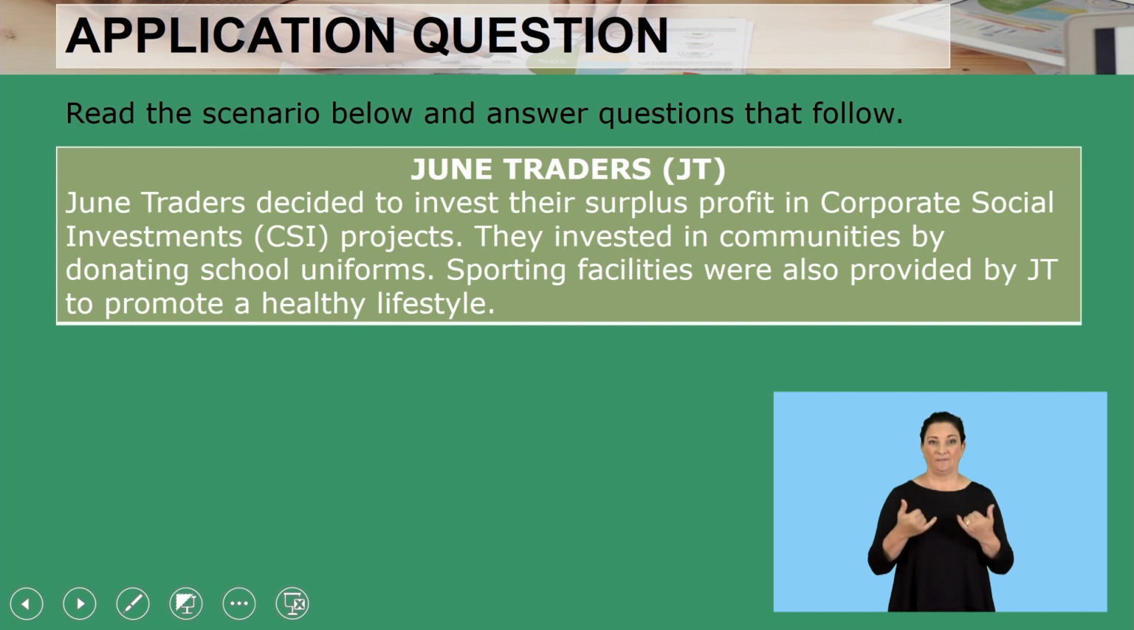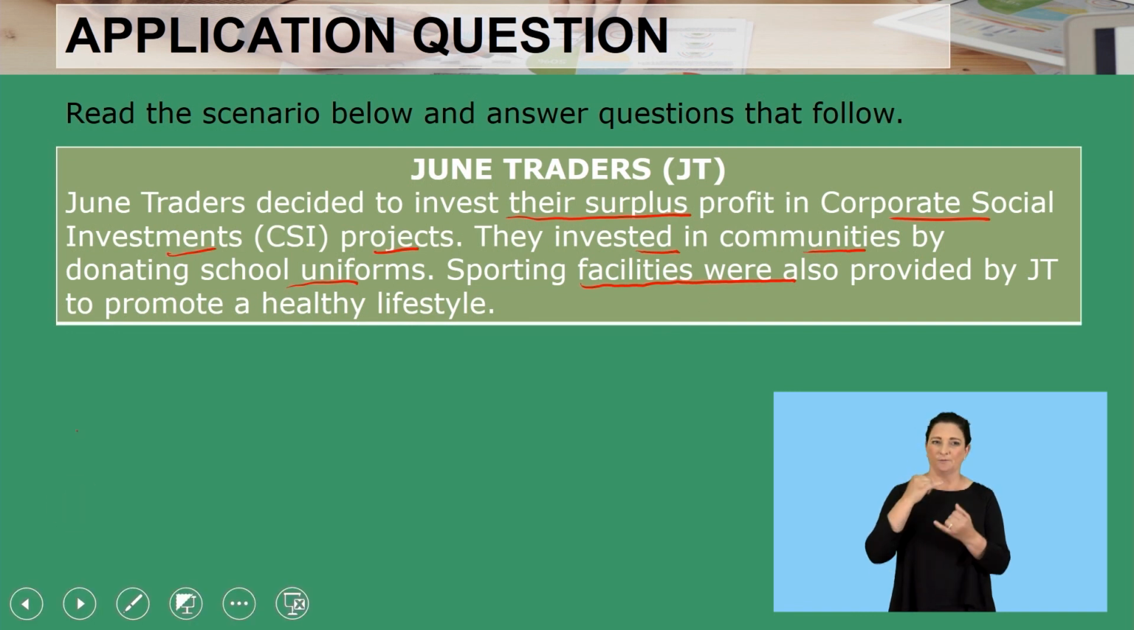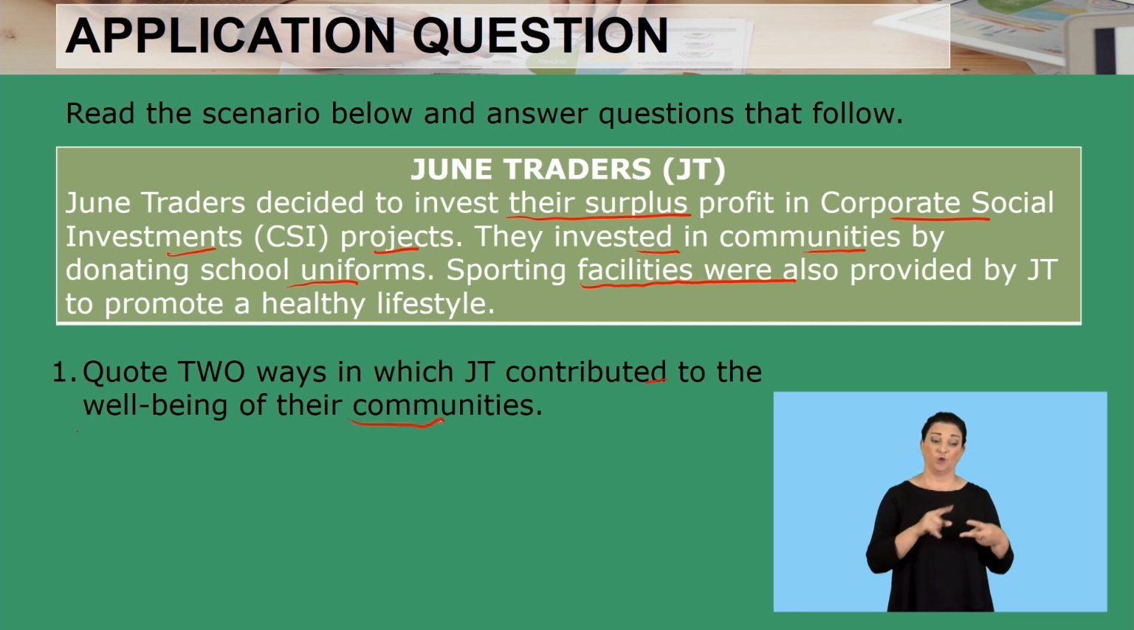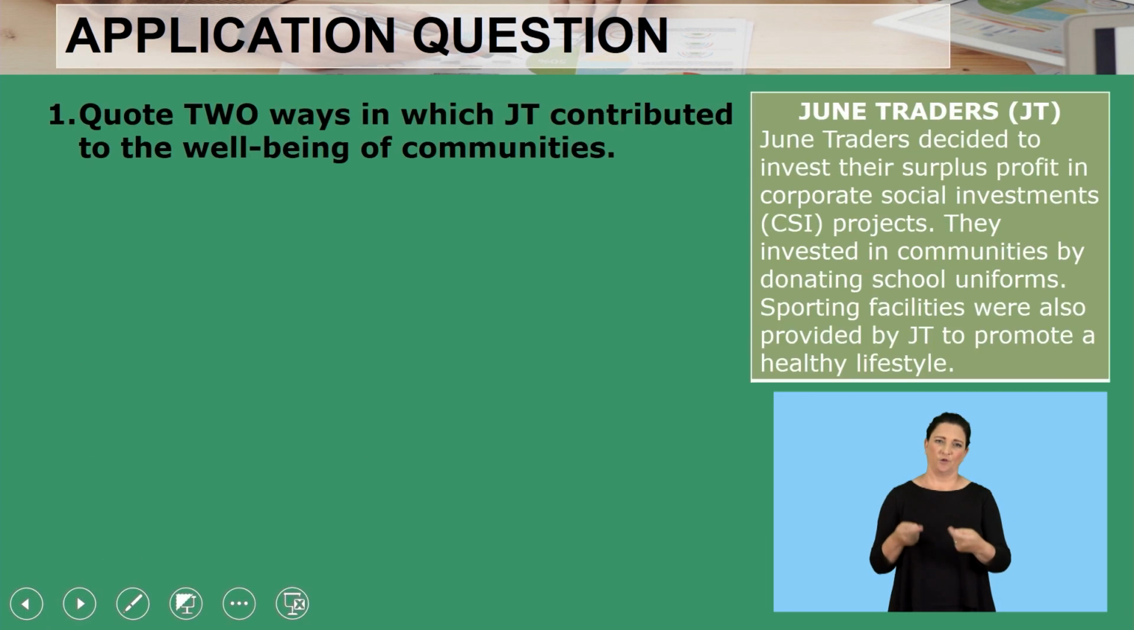Then we look into the last application question, which also expects us to read the scenario below and answer the questions that follow. We have June Traders. June Traders decided to invest their surplus profit in corporate social investment projects. They invested in the communities by donating school uniforms, and sporting facilities were also provided by June Traders to promote a healthy lifestyle. Now, the first question: quote two ways in which June Traders contributed to the well-being of their community. And then another question says, explain other ways in which June Traders can contribute to the well-being of their community. Now, let us deal with that.